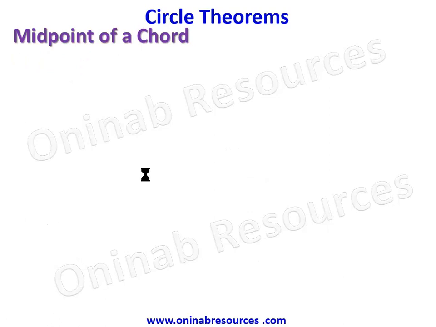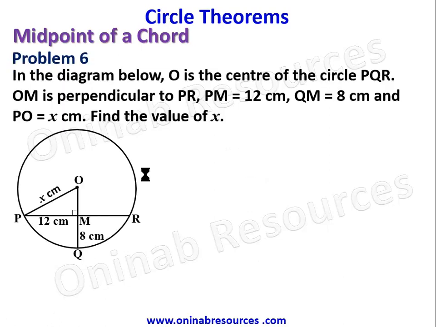So we go to problem 6. For problem 6, in the diagram below, O is the center of the circle. This is O, P, Q, R. OM is perpendicular to PR. PM is 12 centimeters. QM is 8 centimeters. And PO is X centimeters. Find the value of X.